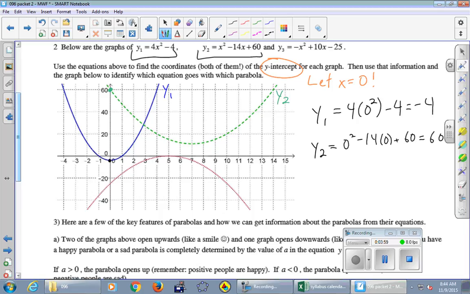And then maybe we're ready to recognize the shortcut here. The y-intercept of y1 was negative 4. The y-intercept of y2 was 60. See the shortcut here? What's the y-intercept of this last one? Negative 25. It's just the number that doesn't have any x's on it. Okay, so that's fine. So this one is negative 25. Negative 25 is right down there. And so I guess that makes that pinkish one y3.